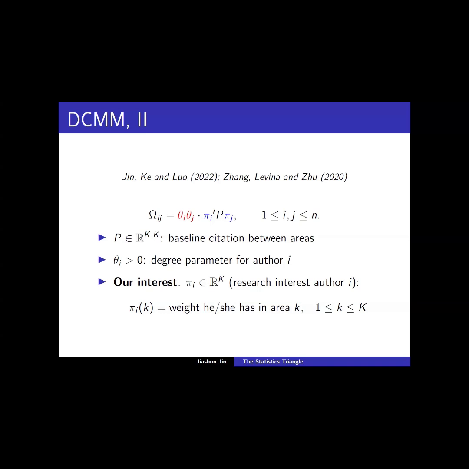Last, you can think of P as a baseline collecting citation between areas. P is very small: it's 3 by 3, since K equals 3. So if you write it in matrix form, you have omega ij equal to theta i times theta j times pi i prime P pi j. So this is omega.